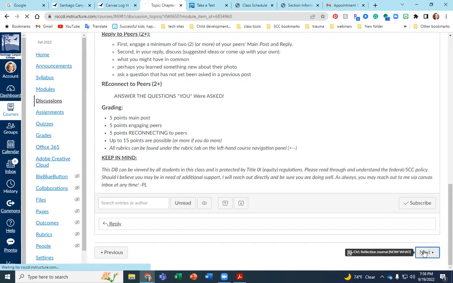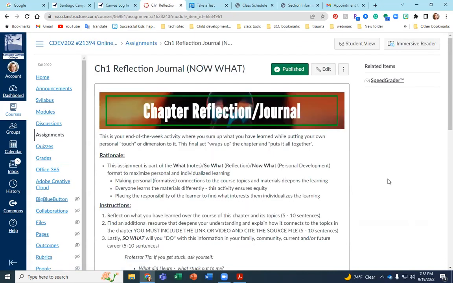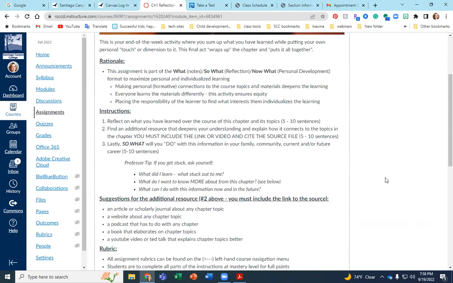Lastly, this is our reflection journal. What are we doing? We're writing notes. What are we learning about? So what is actually our discussion board, and then this now what is our reflection. So I will change that.